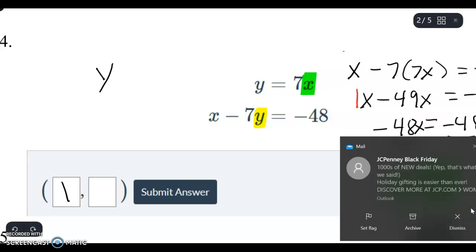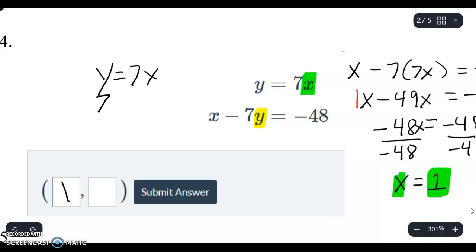I'm going to say y is equal to 7x. Y is equal to 7 times whatever x is. X is 1, so I plug in 1. And then y is equal to 7 times 1, which is 7. And then that's my coordinates right there.